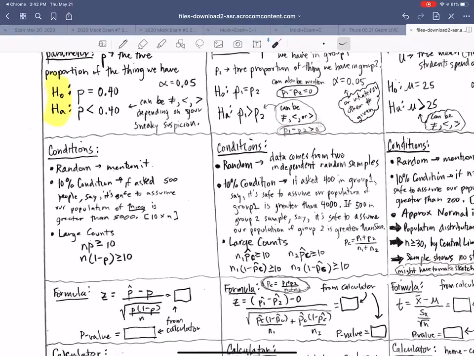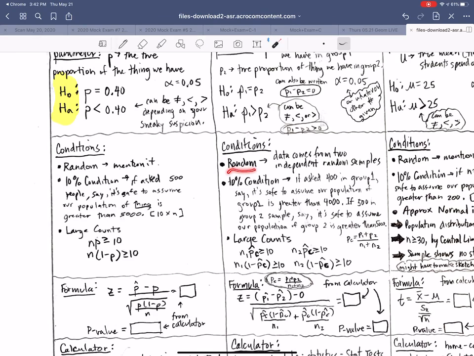Okay, so how is the condition different? When we look at this situation, we have one extra thing to talk about. Because we have two samples, we want to make sure that the samples in relation to one another are independent from one another. Now, what else would be different? Well, just like you did a 10% condition, let's say in group 1, you asked 400 people on the East Coast. You want to make it safe to assume that there's greater than 4,000 people on the East Coast. And then if you talk to 500 people on the West Coast, you've got to say that it's safe to assume there'd be 5,000 people on the West Coast, right? So you're essentially doing the exact same thing, but you're just doing it to each group.